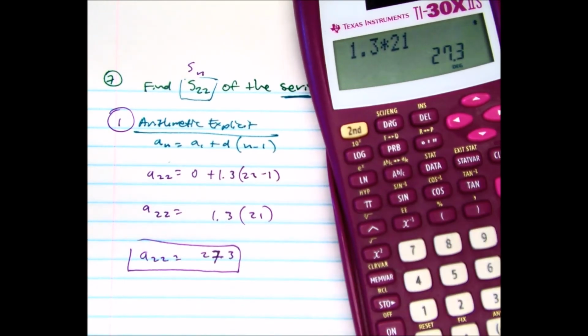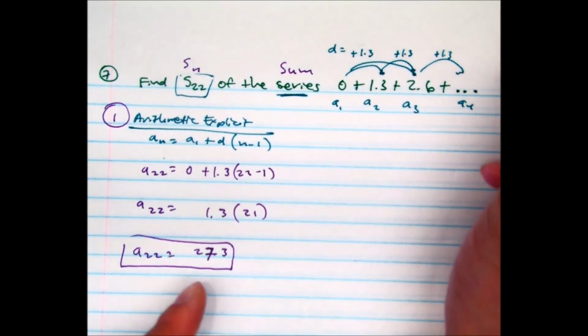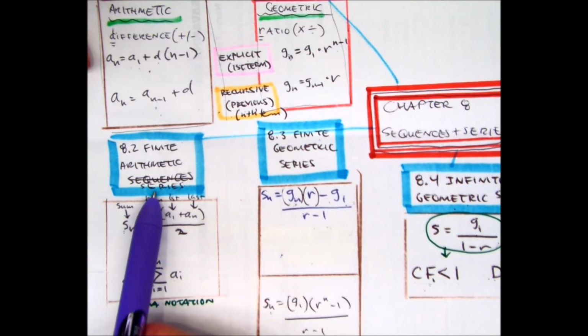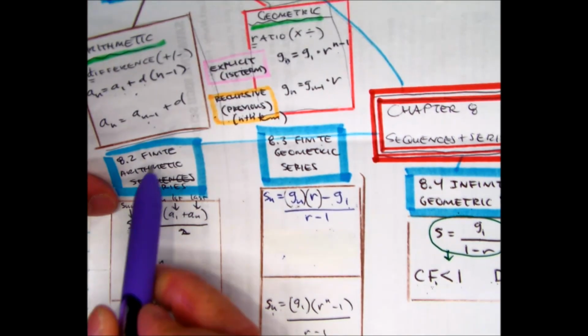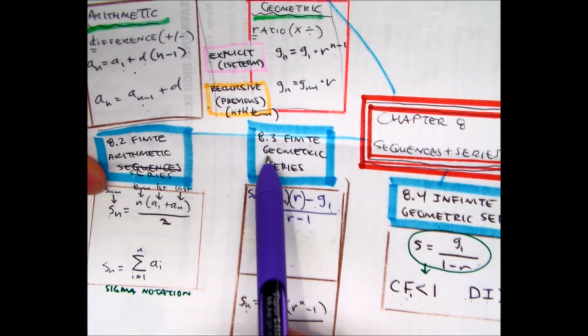Now that's not my end result. My end result is to find the series, or the sum. So another word for series is sum. I'm going to add up all of these numbers up to the 22nd number, which I just found to be 27.3. Well, to do that, I'm going to have to use a different formula. And the formula for that, look here, will be a finite arithmetic series, and this is my sum, right? Because it's arithmetic. Remember now, you're not going to use this side because this is geometric. You have a common ratio. This one has a common difference.